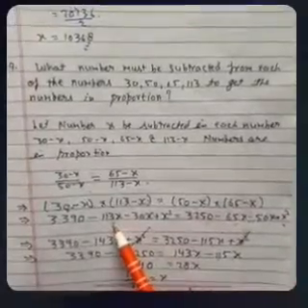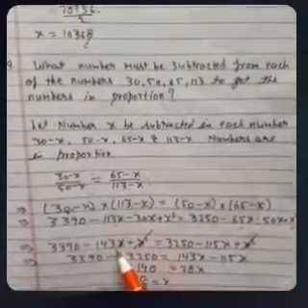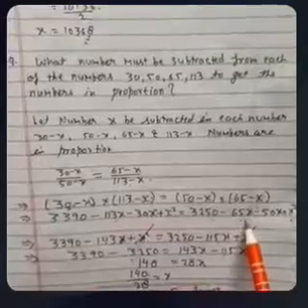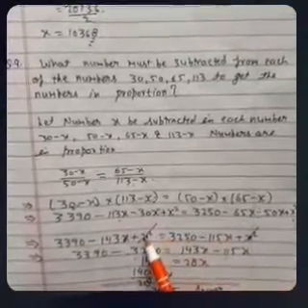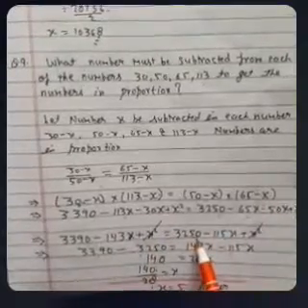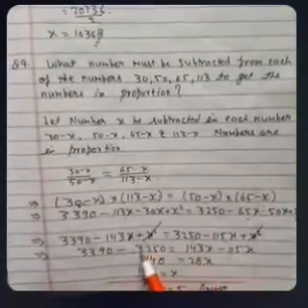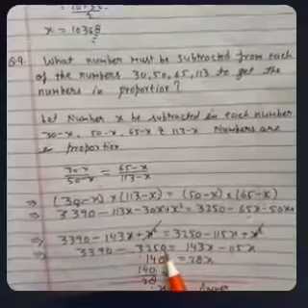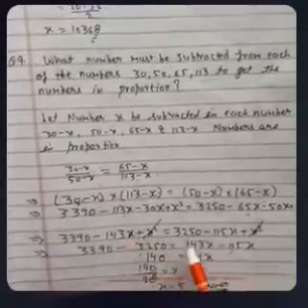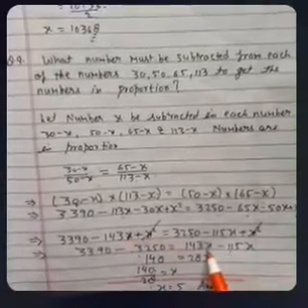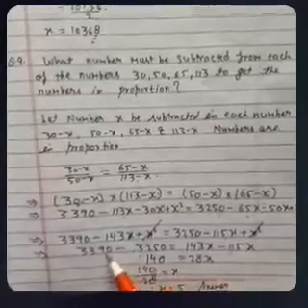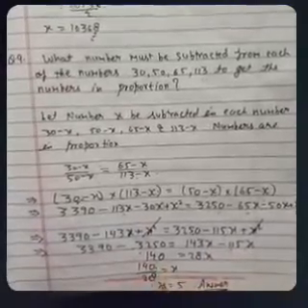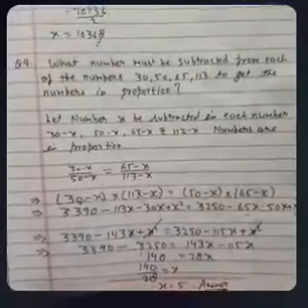Now 113x minus 30x is equal to 83x. Minus 65x minus 50x is equal to 115x. X square cancels. 30x and 50x go to the other side with a minus sign. 3390 minus 3250, and 143x goes to the other side with a plus sign. 143 minus 115 is 28, so 140 upon 28. Now the answer comes to 5.